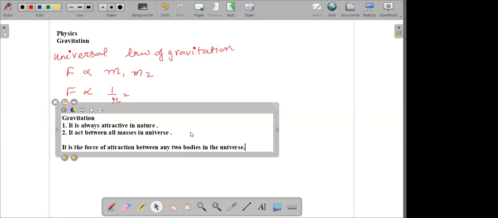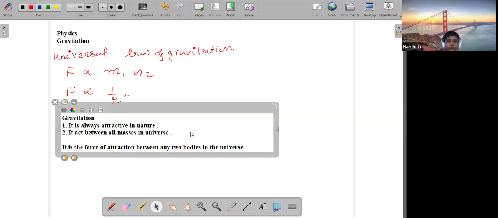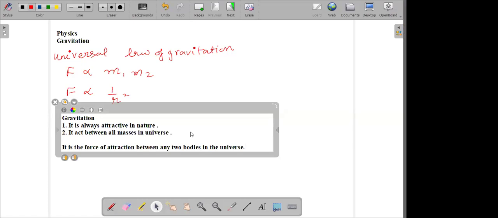So can I say that Harshit and I are experiencing a force of gravitation due to each other? We are being attracted towards each other. Can we say that? Yes, sir. Yes, because we two are two bodies, we two are masses, and we are separated by some distance. So definitely there is a force of gravitation between us. So this force of gravitation always exists between two bodies.